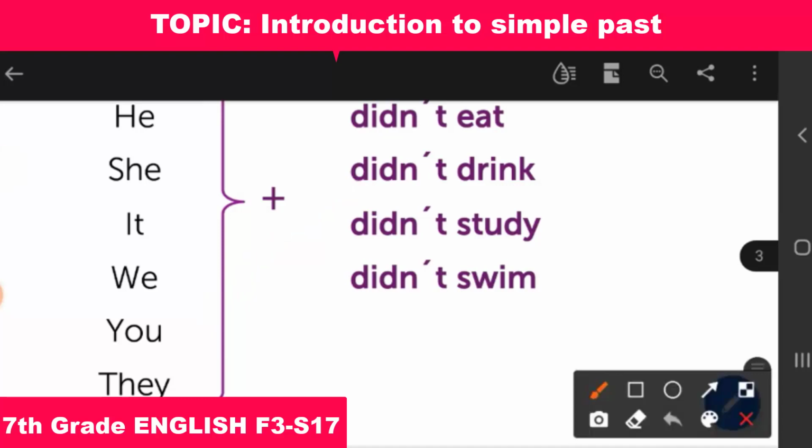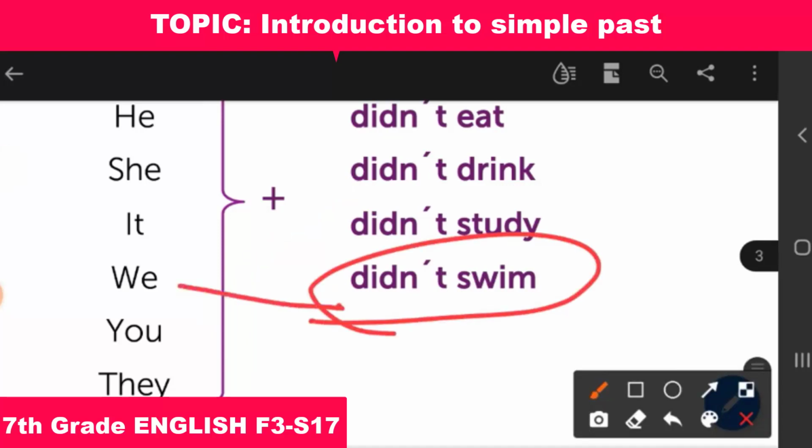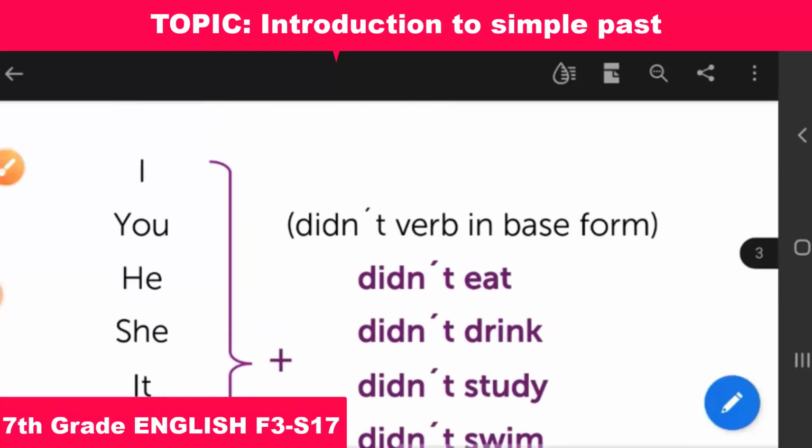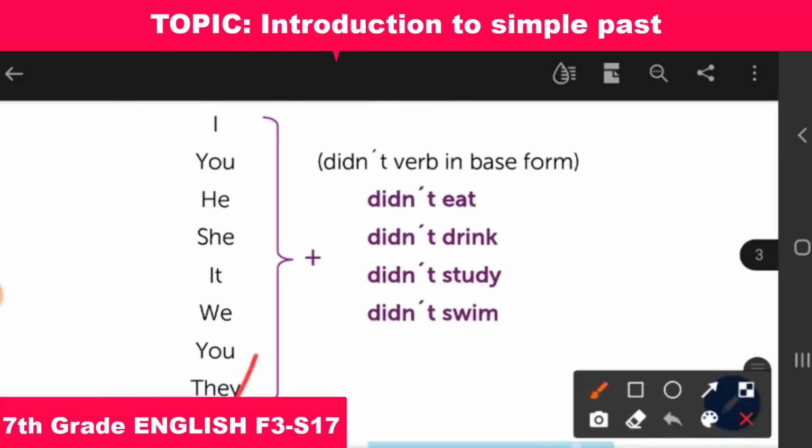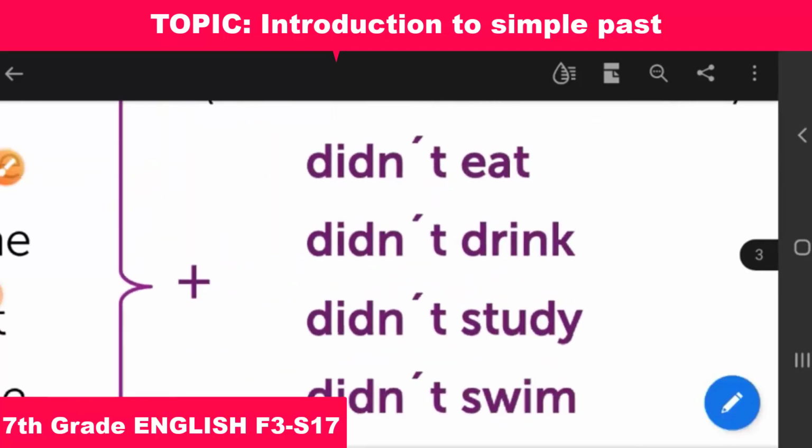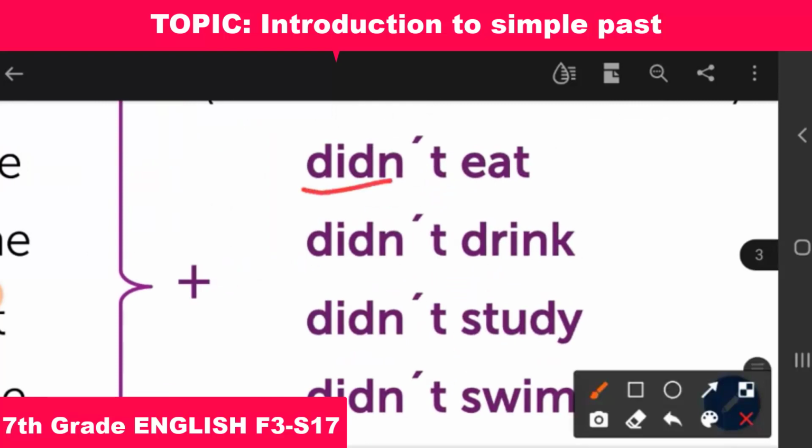Now, next. Swim. We didn't swim in the ocean. No fuimos al mar a nadar. We didn't swim in the ocean. Yes, didn't. De nuevo, utilizamos un pronombre y el pasado lo lleva el auxiliar, did. Okay? Y el negativo lo lleva el auxiliar con didn't o did not. Okay? Y el verbo principal se queda en su forma normal.